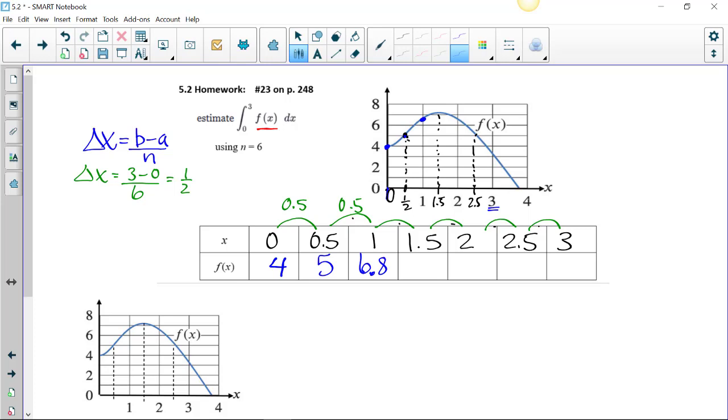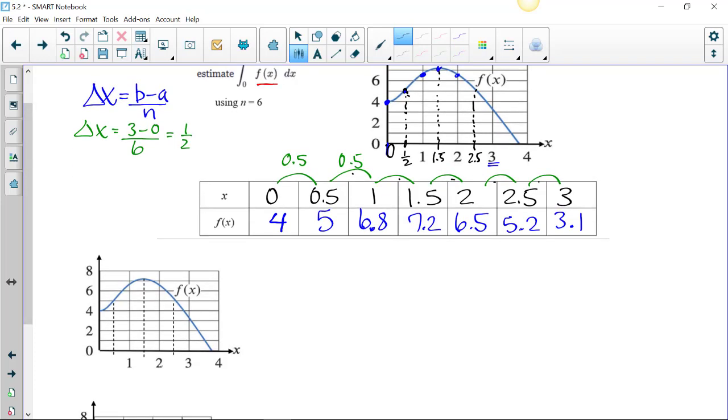At 1.5, it's looking like a little more than 7. So how about 7.2? At 2, I don't know, 6.5 maybe. At 2.5, it looks like we're at about, my line isn't drawn so great, I'd say 5.2. And at 3, about 3.1. So those are my estimates. We will need those. Those are going to be used for our heights.